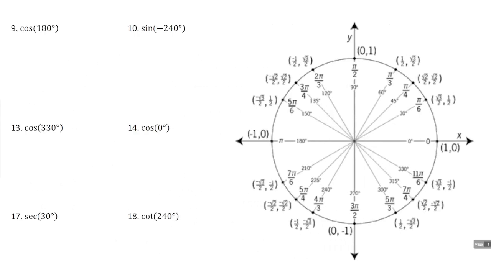Number 9, cosine of 180 degrees. 180 degrees has an x coordinate of negative 1, so that's our answer. Sine of negative 240. Now 240, we see that in quadrant 3, but this is negative 240. So that is going to be coterminal to 120 degrees. And the y-coordinate at 120 degrees is root 3 over 2.